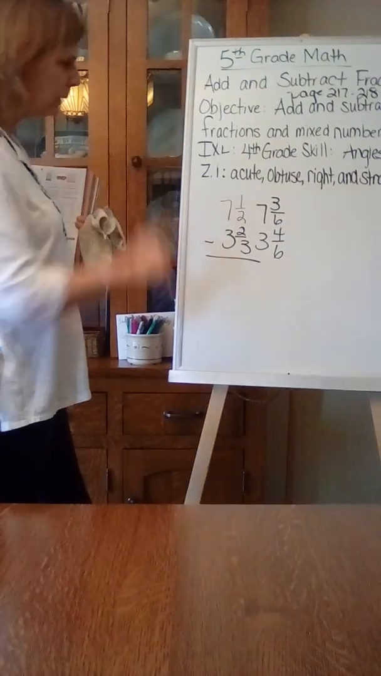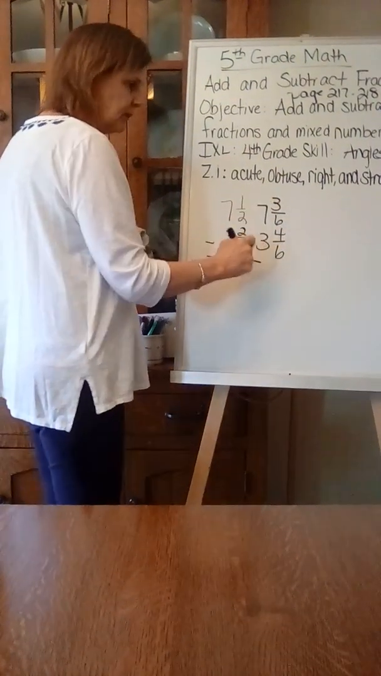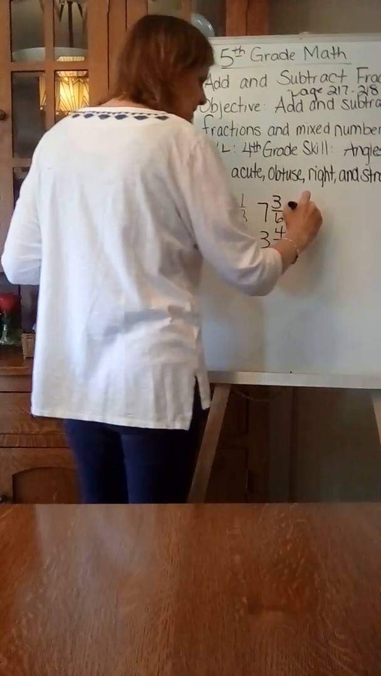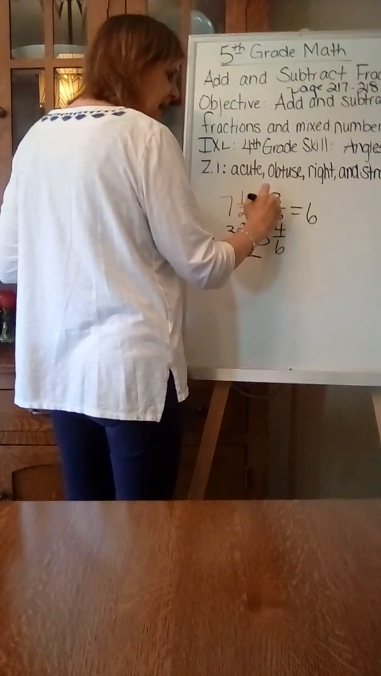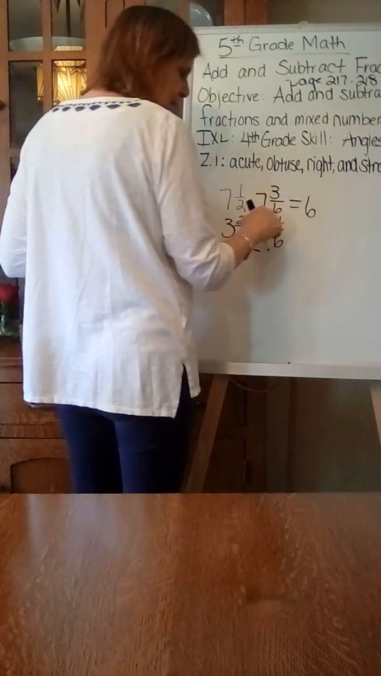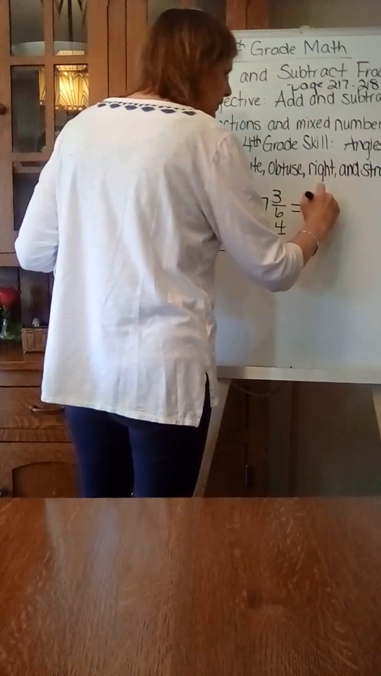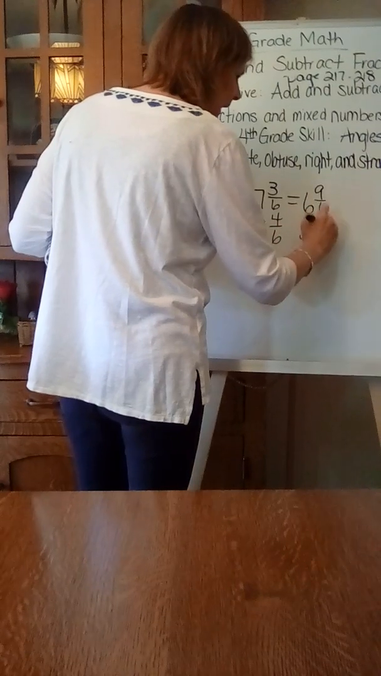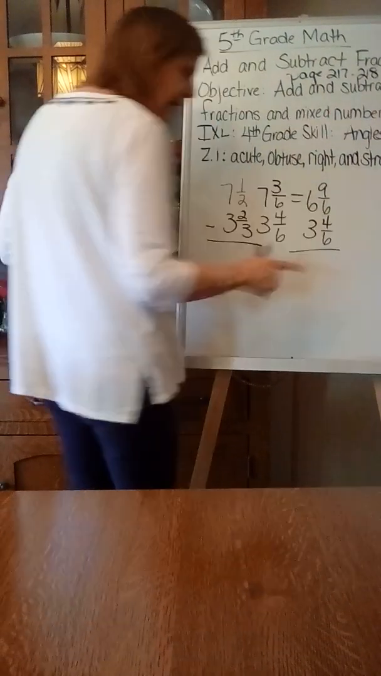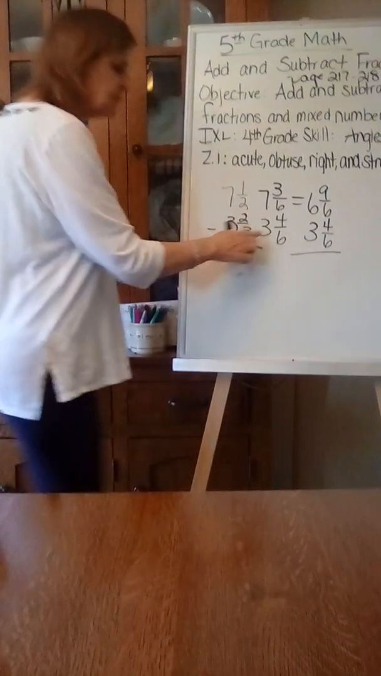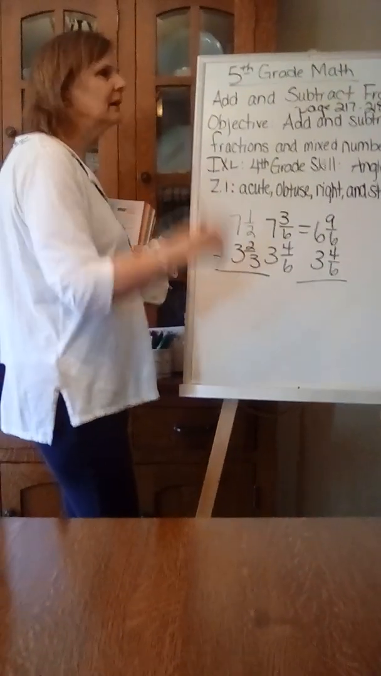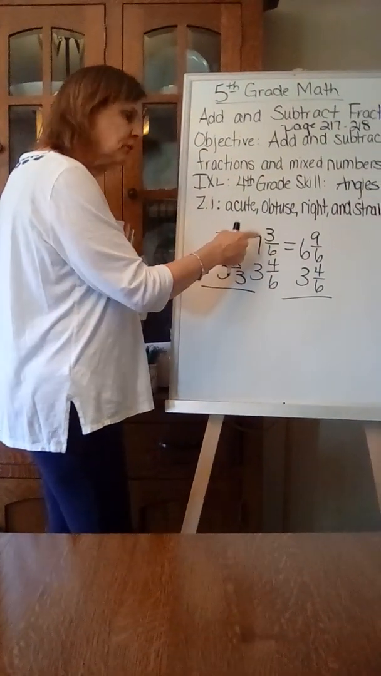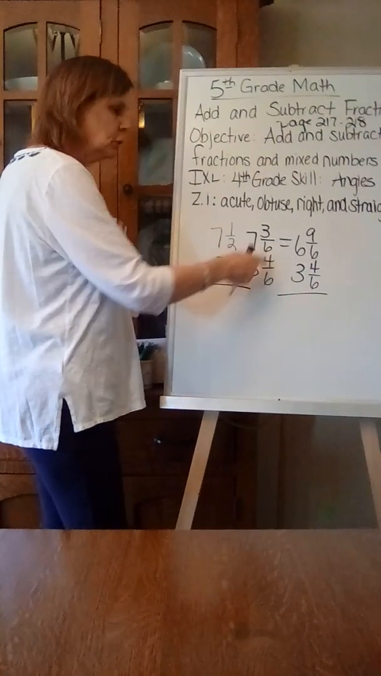I still have to go one more step because I cannot take 4 from 3. I'm going to have to borrow 1 from the 7, make him 6, add 6 because that's my denominator. So this becomes 9/6, 3 4/6. Now I can subtract. Don't forget, guys, it's the same as when you were adding and subtracting before. 4 can't go from 3. I've got to borrow and regroup.